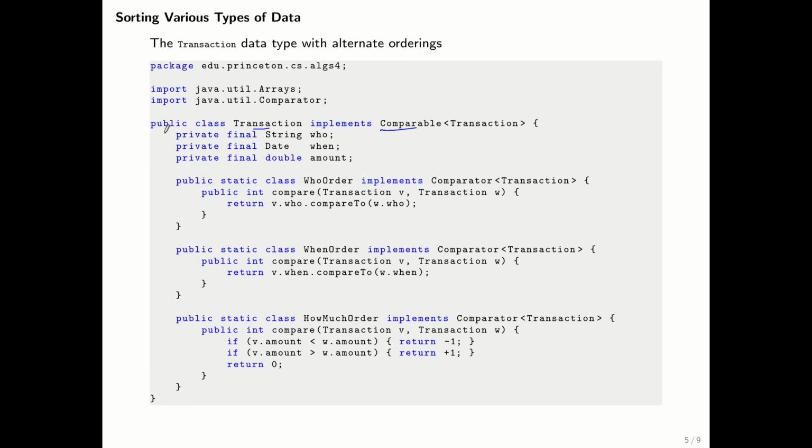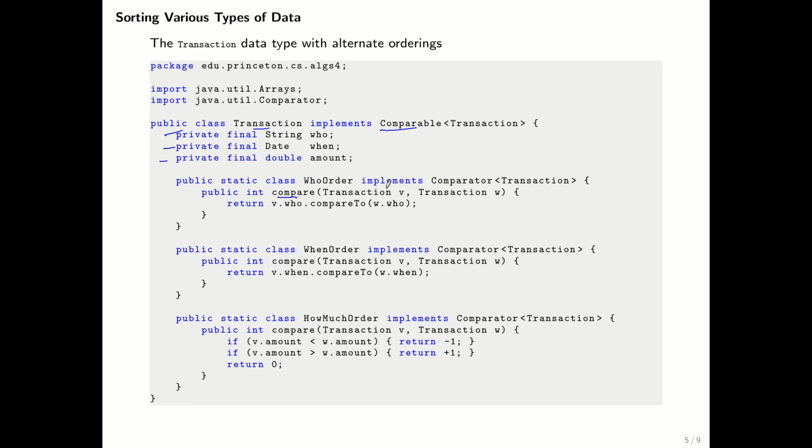Here are the three instance variables. Who, of type String, is the name of the person involved in the transaction, and then when is of type Date, that's the date of transaction, and then amount is of type double, and that's the amount of transaction. And here is the first alternate order. It's called WhoOrder. It's a public static class inside of transaction, and it implements the comparator interface, which means it needs to implement the compare method, which is part of comparator.